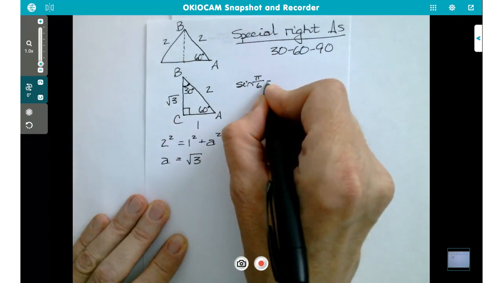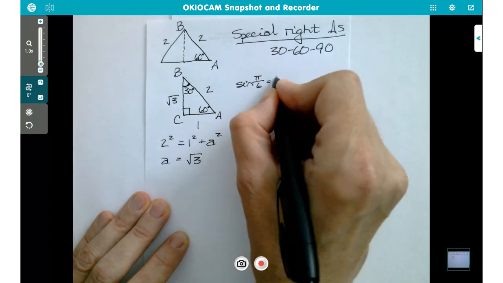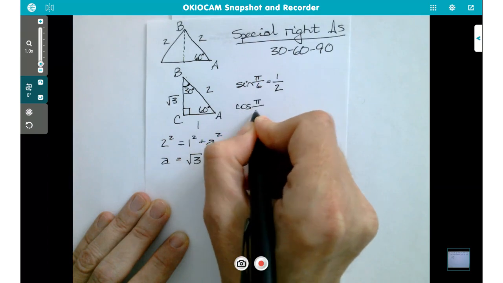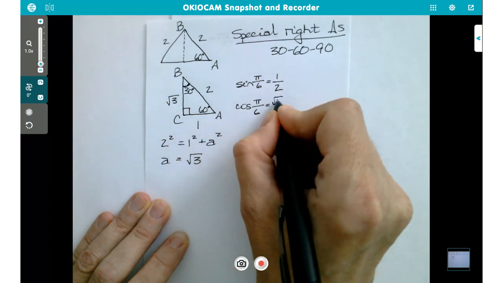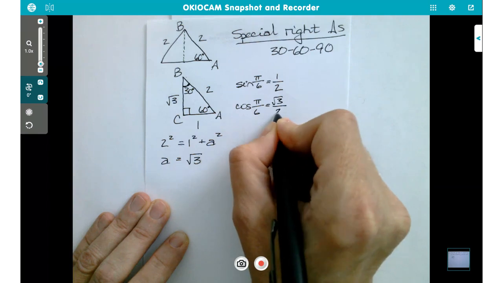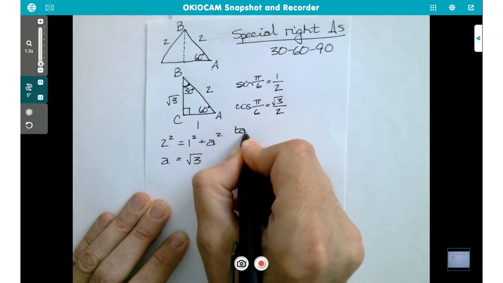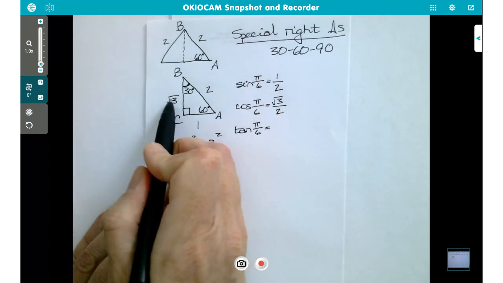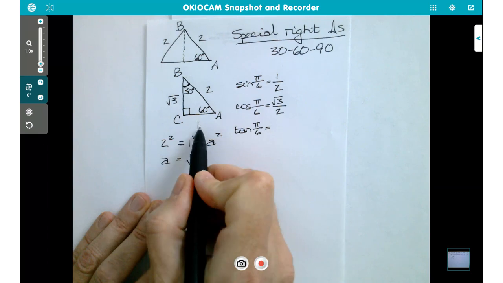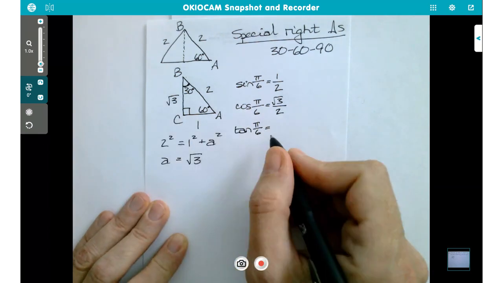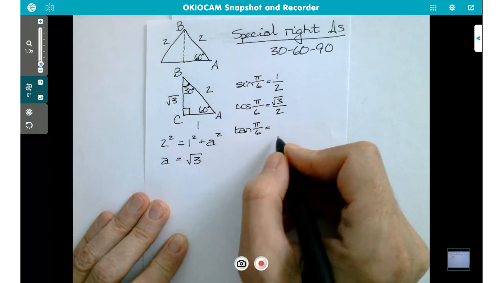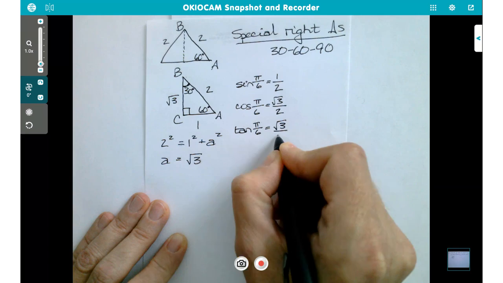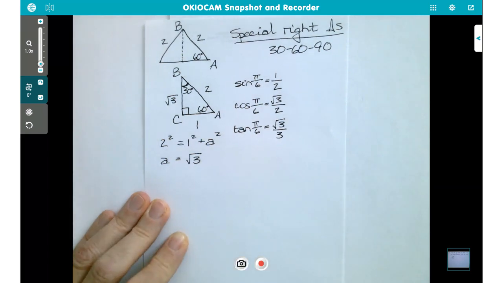So the sine is opposite over hypotenuse. Cosine is adjacent over hypotenuse. Tangent is opposite over adjacent, 1 over the square root of 3. I am going to go ahead and rationalize this just because this is more often how we see it expressed. 1 over the square root of 3 is root 3 over 3.